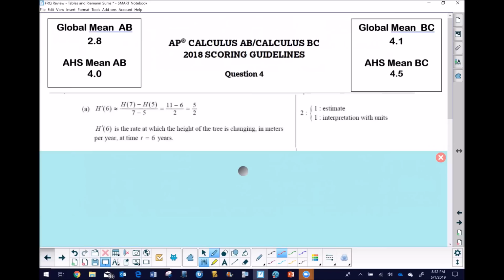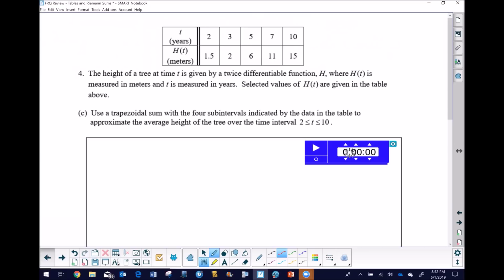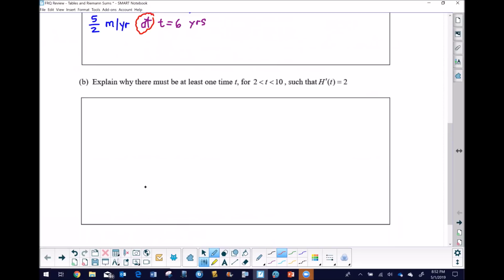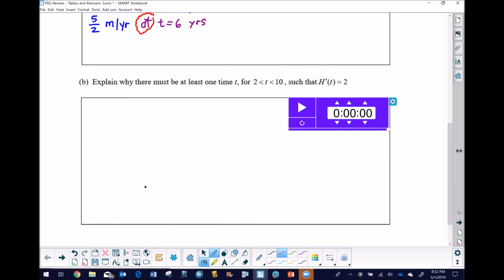So going backwards, part B. Part B is going to ask us to explain why there must be one time between 2 and 10 such that h prime of t is equal to 2. There are a lot of different ways to do this, and I could spend a lot of time talking about them. I've had students do this problem via the mean value theorem. I've had students do this problem via the intermediate value theorem.